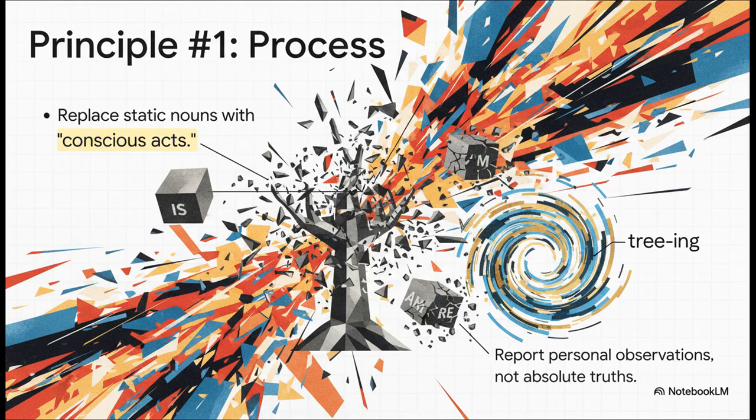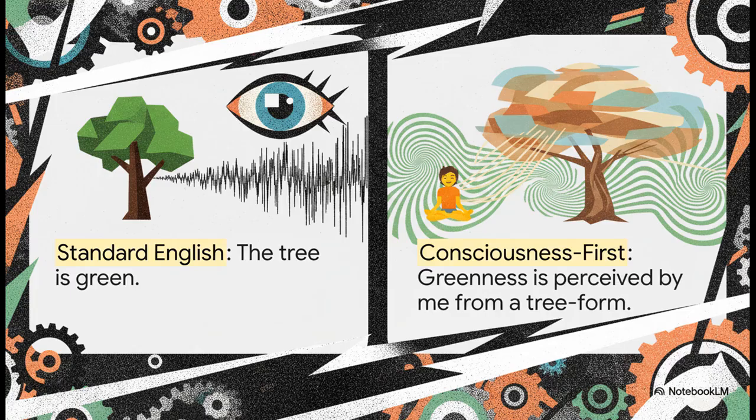You know, words like is, am, are. This forces you to talk about your personal perception, not some objective, unchanging fact. And here's a perfect example of how that works. In English, we say, the tree is green.